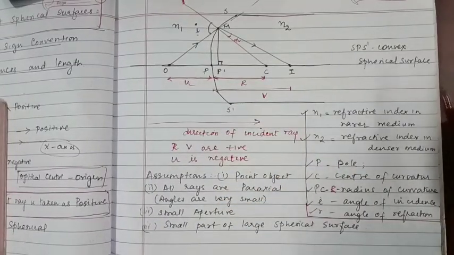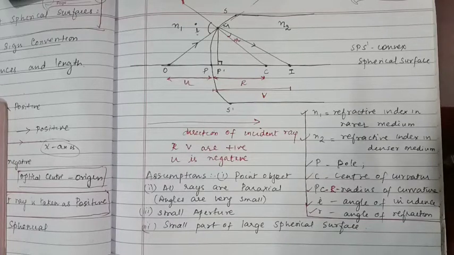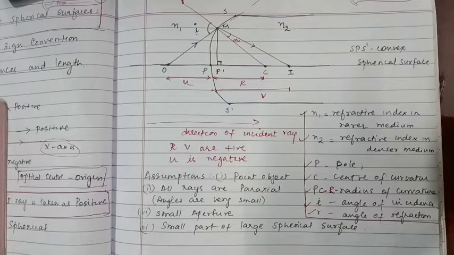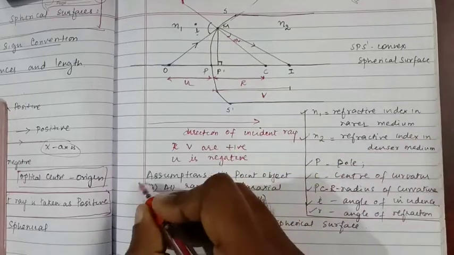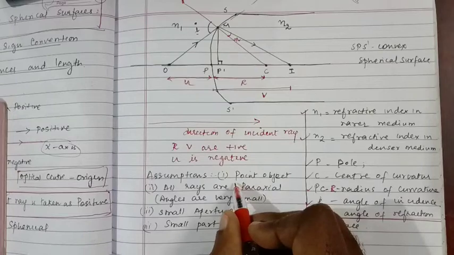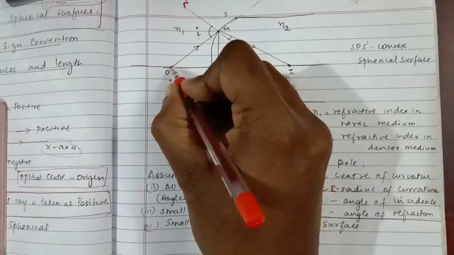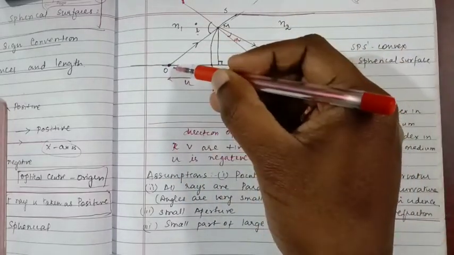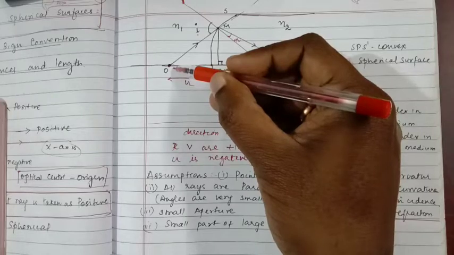If you can draw this diagram correctly, very easily you can derive the relation. But a very important thing before deriving this relation is the assumptions we make. So let us see what the assumptions are. The first assumption is that we are taking a point object.